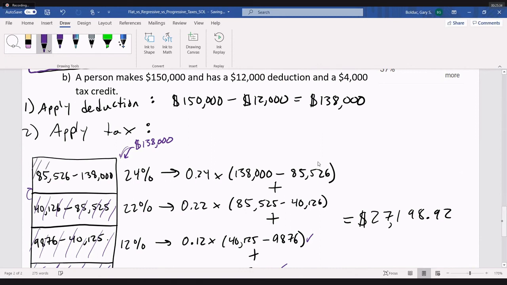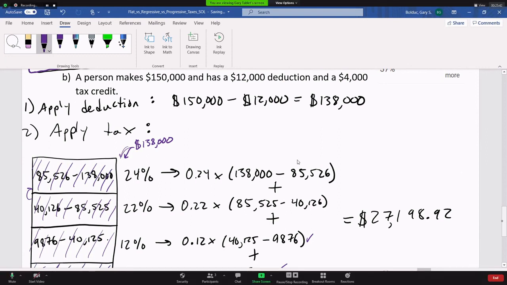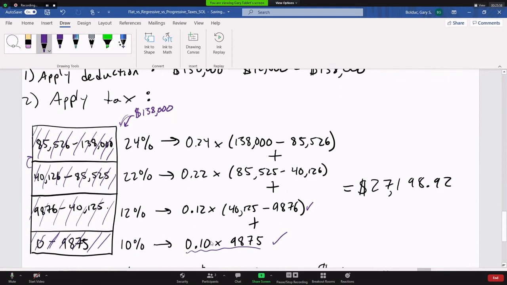So I take this amount, fill it up. How much money fits into this box? Well, $138,000 minus $85,000 and change. That's how much actually I could fill this box with. And then I multiply that by the 0.24 because that's 24% if you're in this box. Okay, all together, I add up this tax plus this one plus this one plus this one. It gives me $27,198.92. That's how much I pay in taxes before the credit.